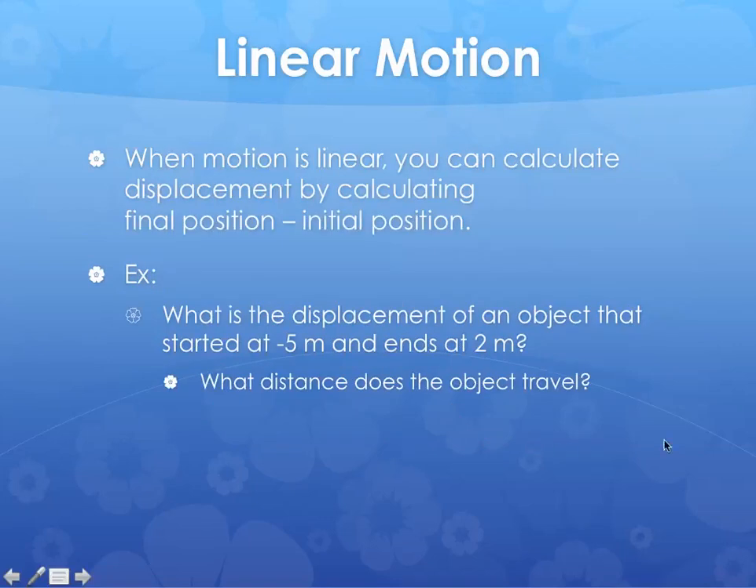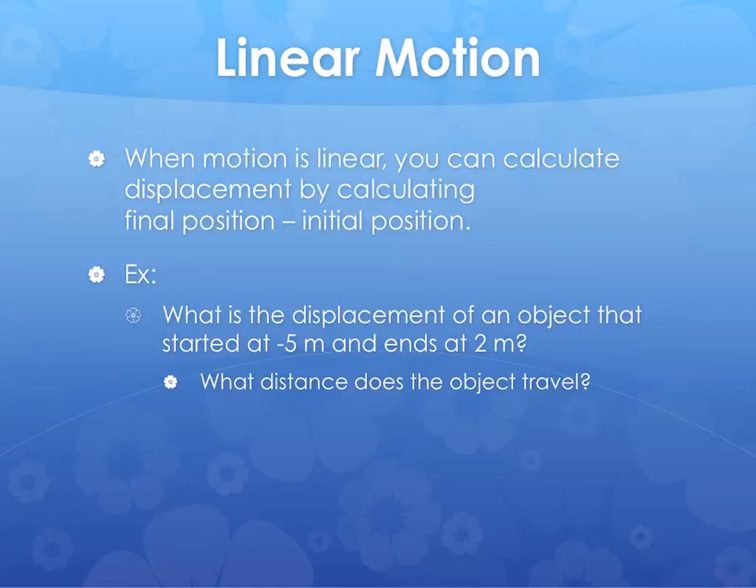When the motion is linear, you can calculate the displacement by calculating final position minus initial position. It's typically a lot easier than adding up all the individual steps. So in this example, we have what is the displacement of an object that started at negative 5 meters and ends at positive 2 meters.